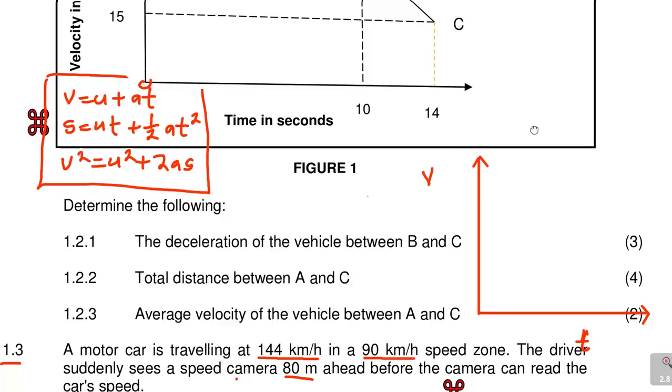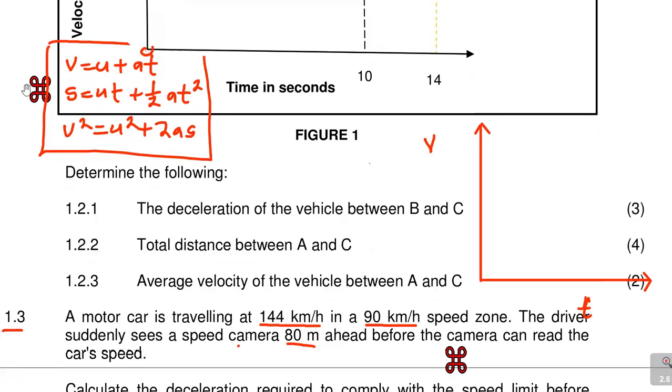Now what is important to note here is, look at the units. You are dealing with kilometers per hour, you're dealing with meters. So you need to convert kilometers per hour into meters. So that's the first part. Kilometers per hour, convert it to meters per second. Now you need to know some basic thing.